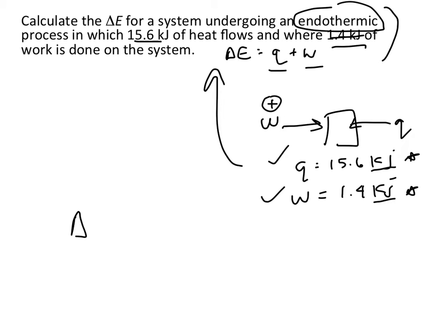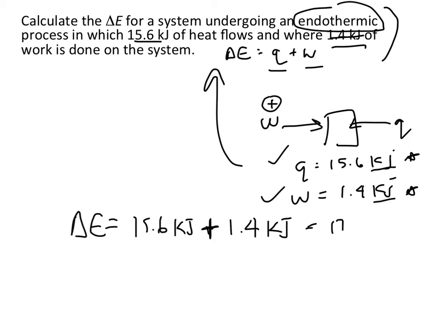So delta E is going to be equal to 15.6 kilojoules plus 1.4 kilojoules. Okay, and that's going to give us 17.0 kilojoules for our delta E value. Notice we've done a summation here. The least number of digits to the right of the decimal is 1, so our answer should have 1 to the right of the decimal as well, giving us overall 3 sig figs in our final answer.